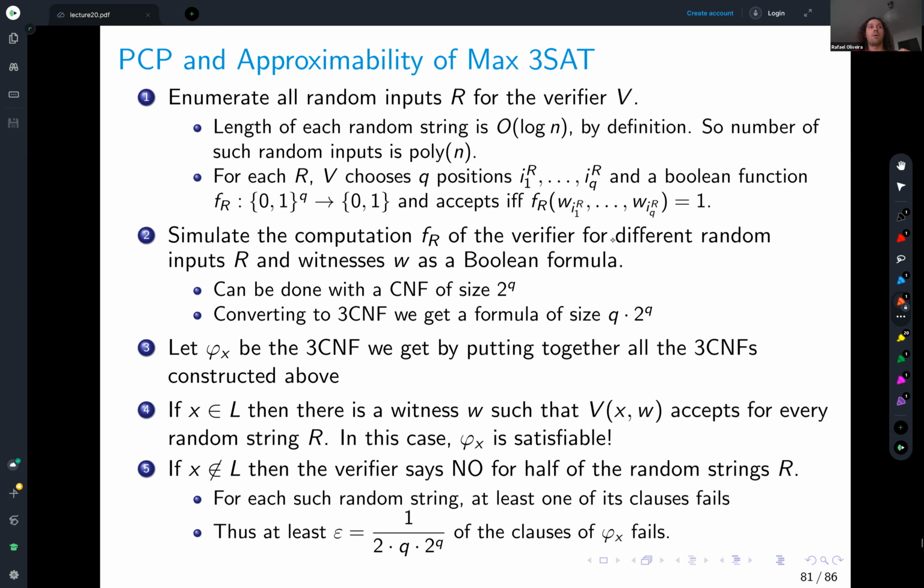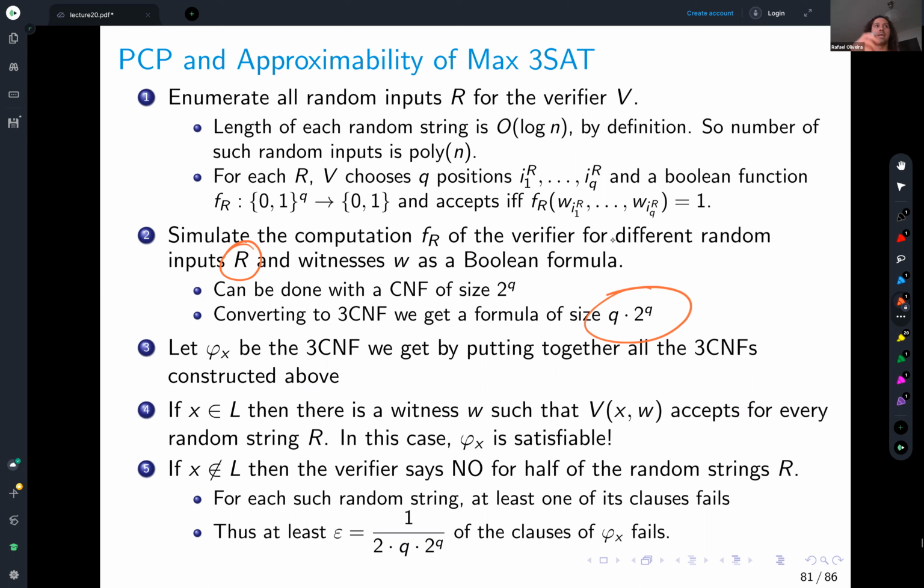Right? So now, for each such random string for which the verifier says no, at least one of its clauses must fail. Remember, for the input R, suppose that I take my random bits R for which my verifier will fail. For this R, this CNF that we constructed of size Q times 2 to the Q is not satisfiable. So we know that at least 1 over 2 times Q times 2 to the Q of the clauses will fail.